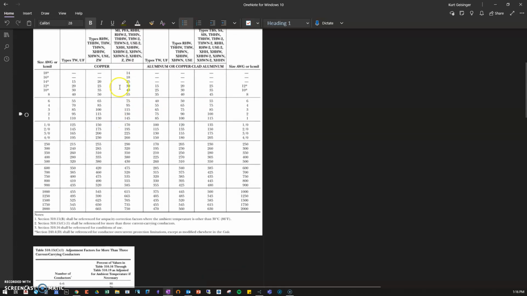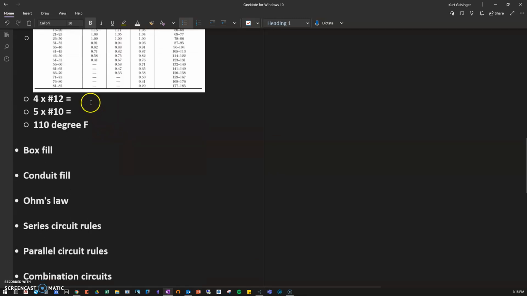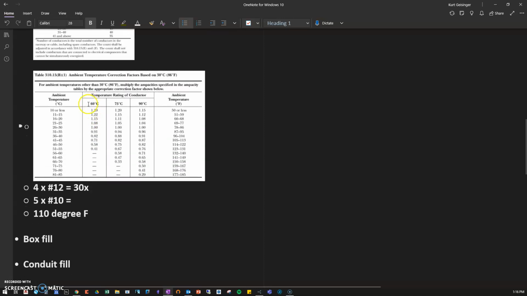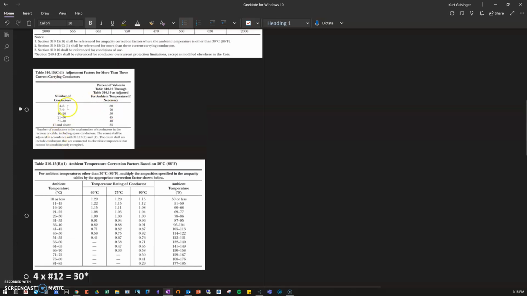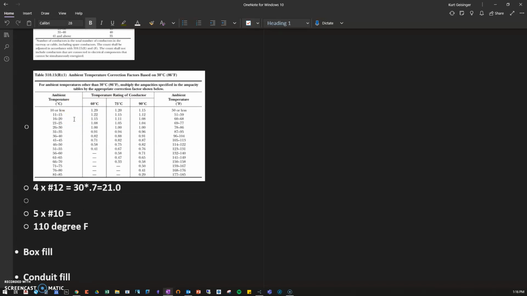So what is my number 12 THHN copper good to start with? Here we have copper, here we have THHN. My number 12 is good for 30 amps to begin with, right? So this thing was good for 30 amps. I'm going to multiply it by our 70% from our table here, which mathematically is 0.7, right? Come out with 21 amps, right? Now, to take that one step further, it's good for 21 amps.